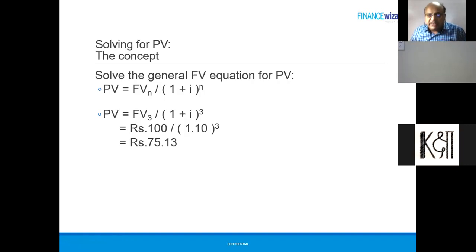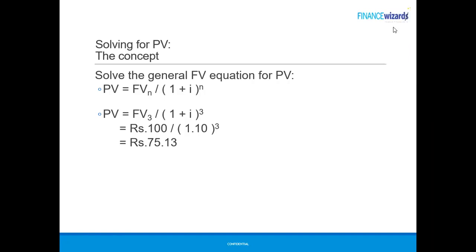So what we did, 100 divided by 1 plus 10% to the power 3, we are getting 75.13. So 75.13 is the present value of 100 rupees 3 years later. What does it mean? It means you have to invest 75 rupees 13 paisa today, and that amount will be invested for 3 years, and it will become 100 rupees.